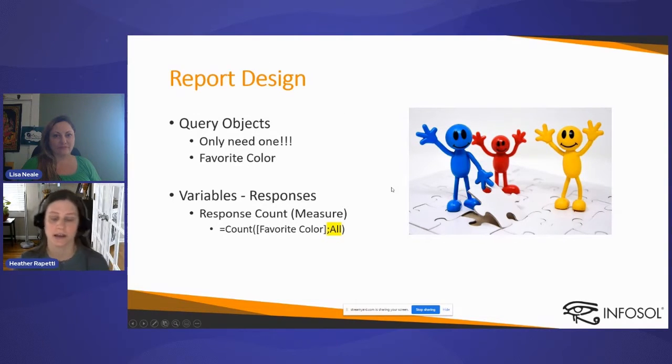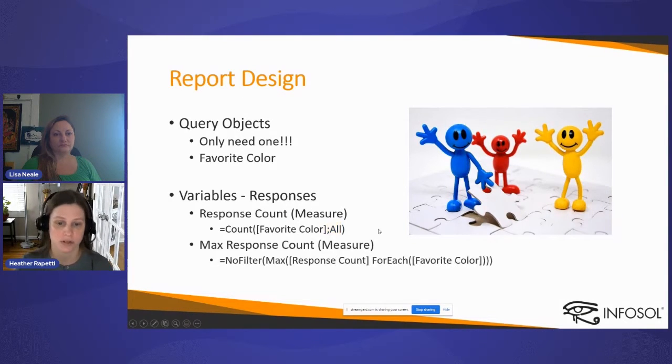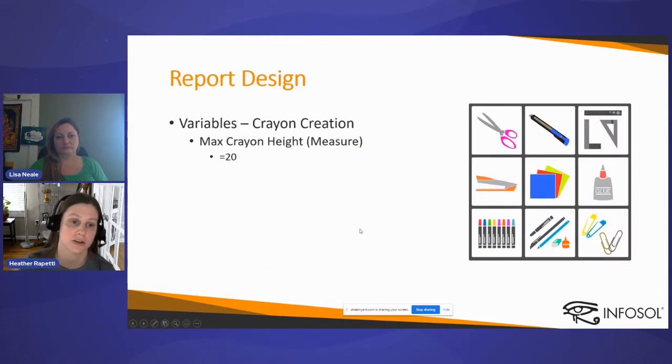Here I wanted to highlight that I'm using an operator, which is the All. What that does is tell Webi to count not just the distinct favorite colors, but all of them. I'll show you that when we start building. And then finally, max response count as well. So what is the greatest response count in the report? I need that because I'm going to use a percentage. I don't want to use a whole number. So I'm going to take the response count and the max response count and calculate a percentage. I also wanted to highlight that I'm using the NoFilter function as well as ForEach. That's all I'm going to say now. As I build it out, I'll talk a little more about each of those.